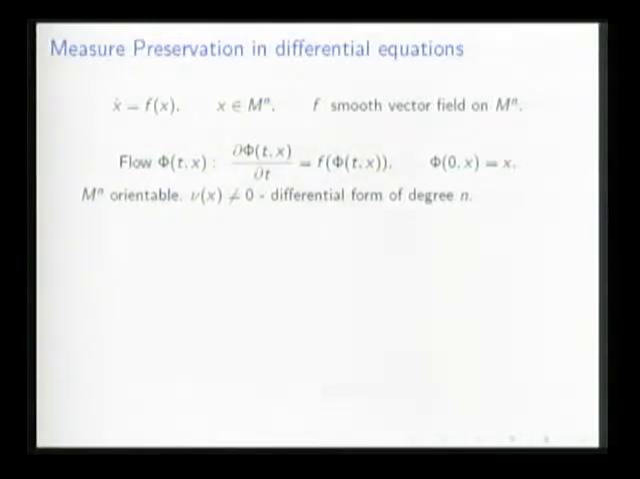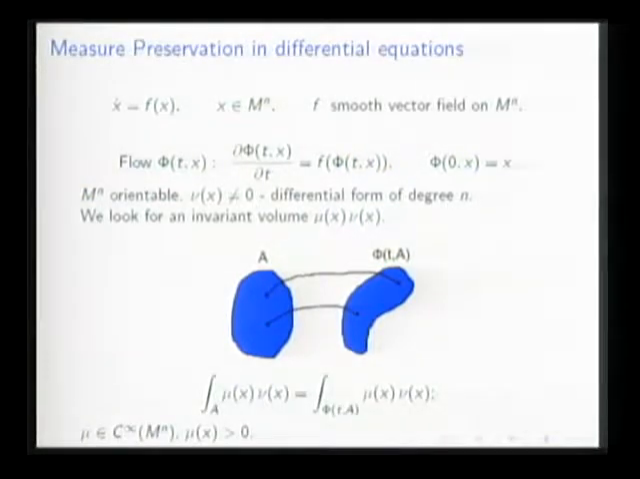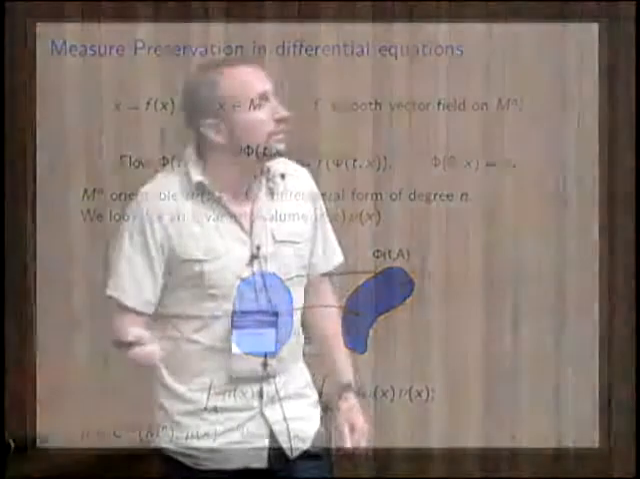And then I have the flow associated with the differential equation. So measure preservation is about the following. You consider a region A in space, and you're looking for a density mu, which is a differentiable function, which is positive, in such a way that when you evolve by time t all of the points of the region A, the region that you obtain has the same volume. That's given in terms of this equality over here. So what we're looking for is a density function mu, which is positive.